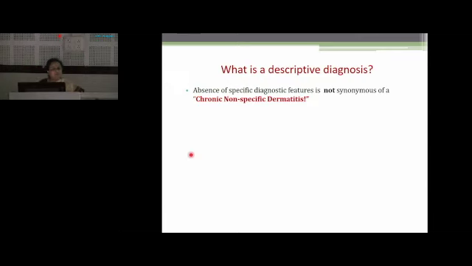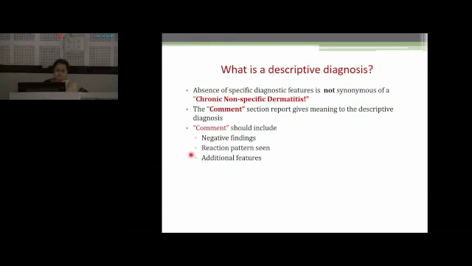If we are not able to mention the negative findings, what is not correlating, what are positive findings, we have to write it in comment so that another sample can be taken. So the comment section of the report gives meaning to the descriptive diagnosis, and the comment should include negative findings, reaction pattern seen. So what was the reaction pattern, whether it was spongiotic pattern, psoriasiform pattern, lichenoid pattern, and additional features.